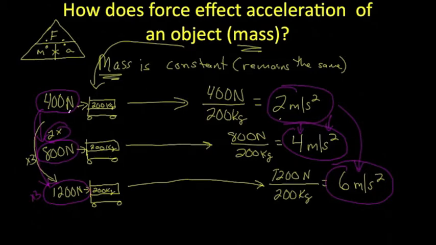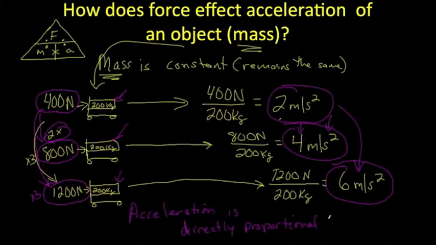So the harder you push the mass, as long as the mass remains constant and stays the same, remember, all these masses are 200 kilograms, as long as that is the case, the harder you push, the greater the rate of acceleration is going to be. If you double the force, acceleration doubles. This is called a direct proportion. Acceleration is directly proportional to the net force applied.